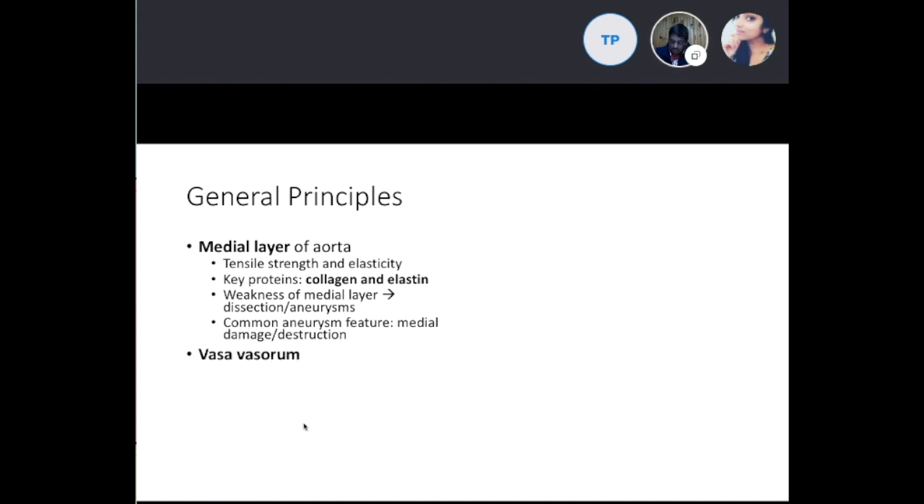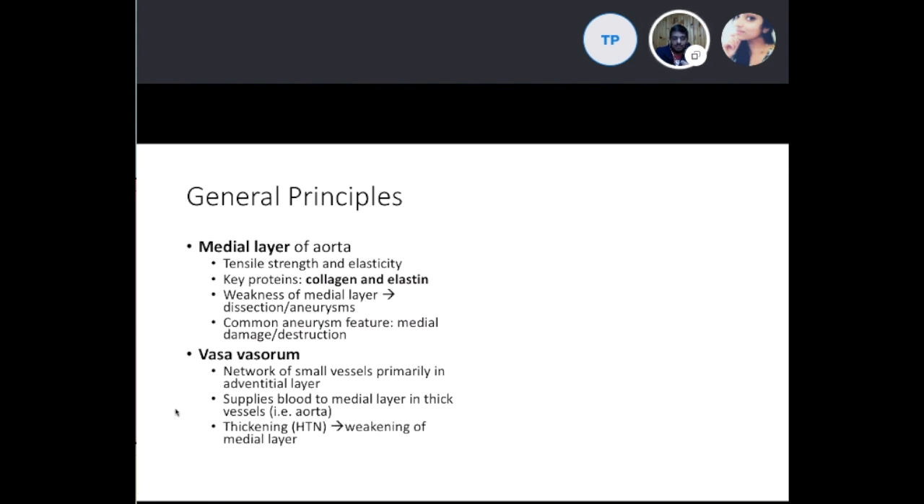The vasa vasorum, so what is that? It's a network of small vessels, primarily in the adventitial layer, and they supply blood to the medial layer in thick vessels, such as the aorta. When you have hypertension, it causes a thickening of this outer layer, which decreases the vasa vasorum, or the blood supply, and that will weaken the medial layer. So if the medial layer is greatly affected, it will increase the chance of getting an aneurysm or aortic dissection.